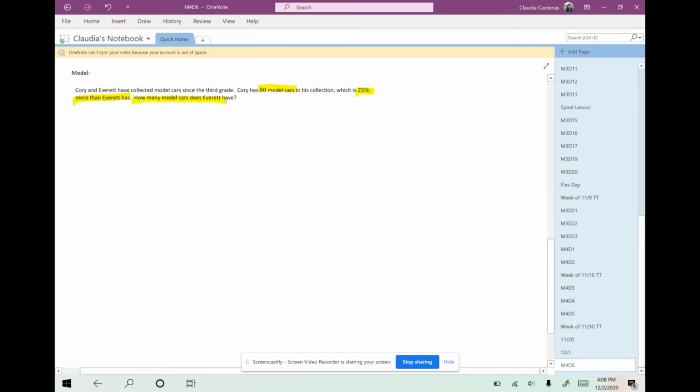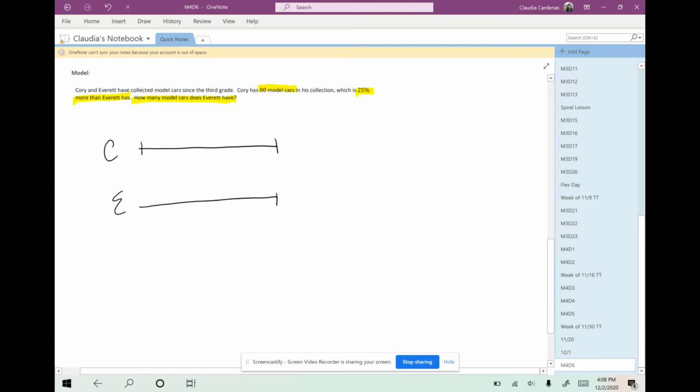And then the question is asking, how many model cars does Everett have? So that could be asking for the part or for the total. So this problem doesn't really give exact or clear parts, totals, or percents. So we do have a strategy that we learned a couple of lessons ago where we use a double number line to show what we have. So let's go ahead and draw out one for Corey and one for Everett.